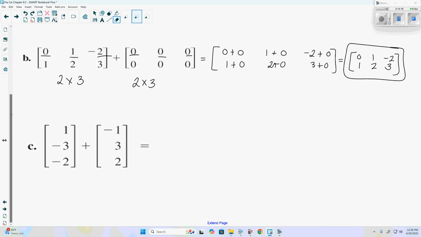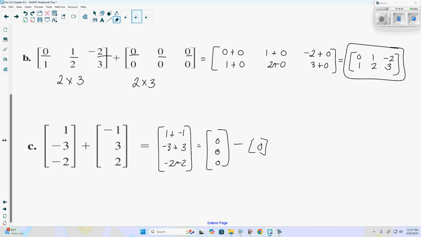Let's look at C. We do 1 plus -1, -3 plus 3, -2 plus 2. Funny enough, that would give us 0, 0, 0. It's still a 1 by 3. We can't just rewrite that as 0 because those are not the same matrix.